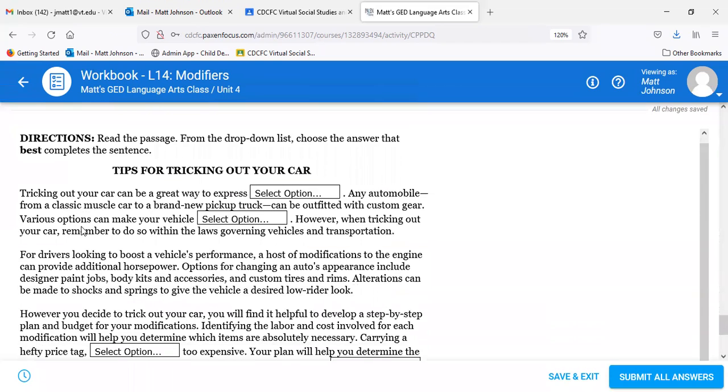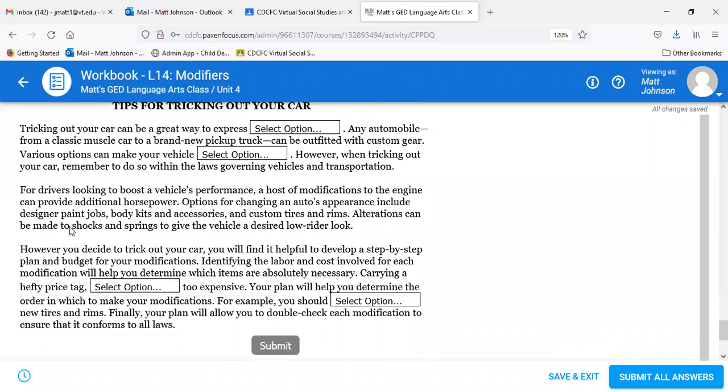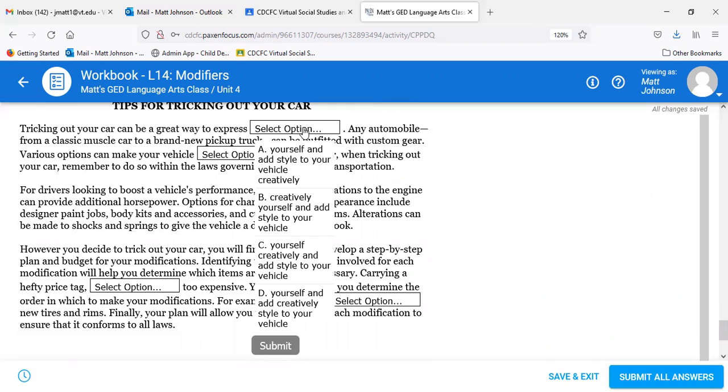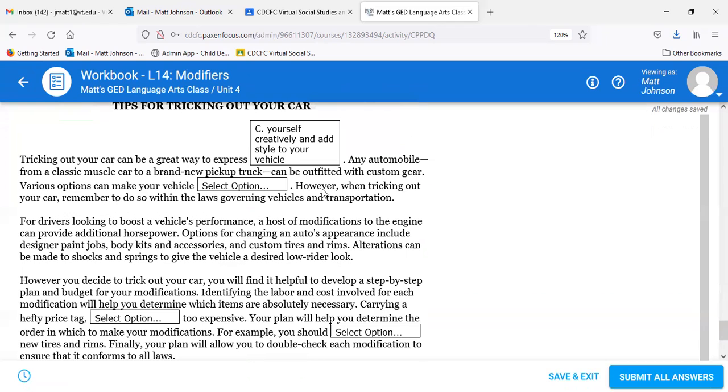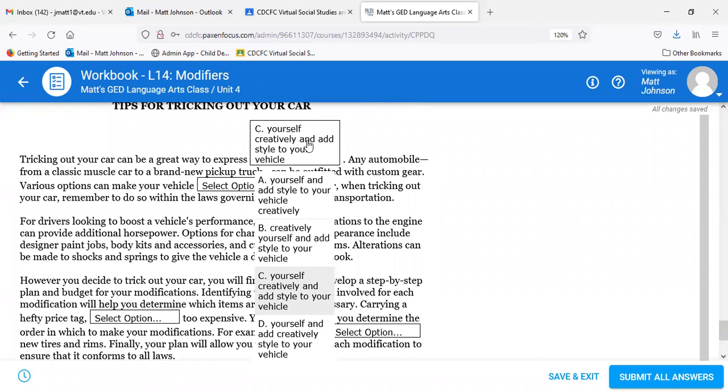Okay, and finally, tips for tricking out your car. Tricking out your car can be a great way to express yourself creatively and add style to your vehicle. So here again, you are the subject, your is the subject. So C gives us everything in the correct order. Yourself creatively and add style to your vehicle.